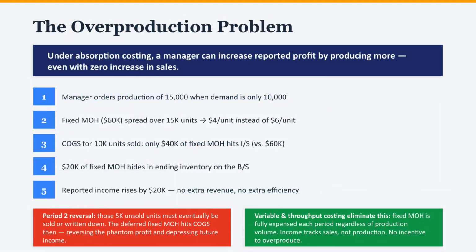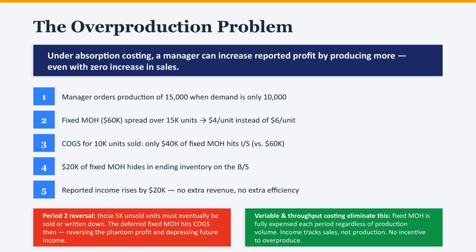Exploring the overproduction problem. This slide explains how absorption costing can temporarily inflate profits when production exceeds demand. Because absorption costing allocates fixed MOH to each unit produced, a manager evaluated on net income has an incentive to overproduce. Here is how it works.